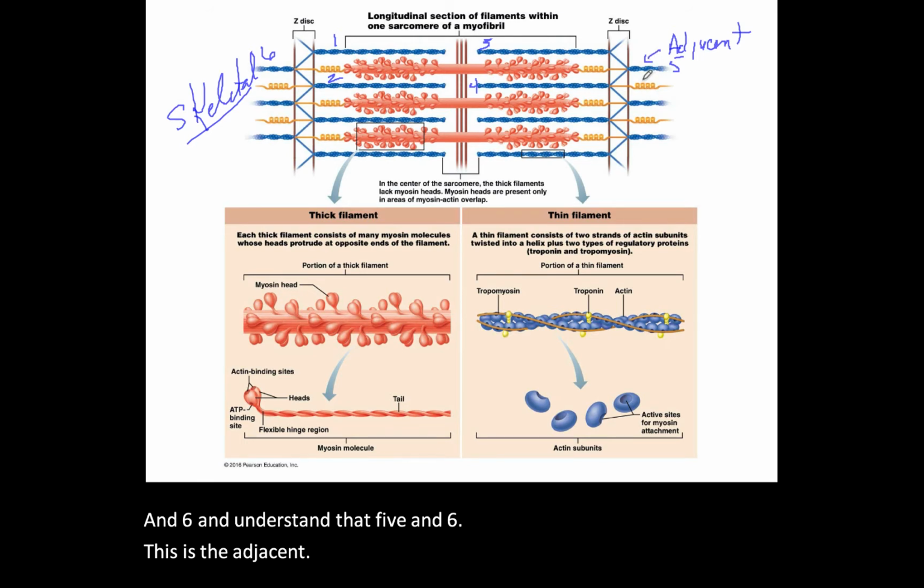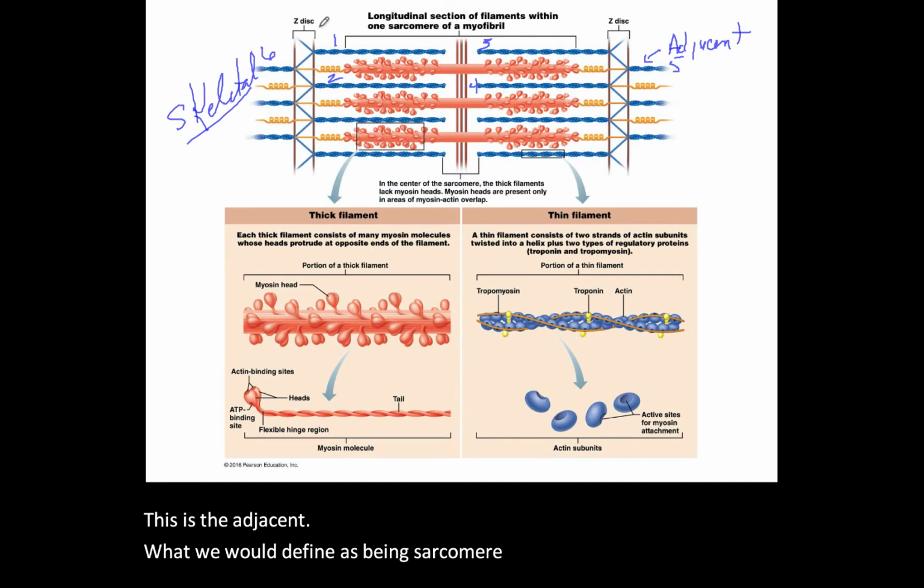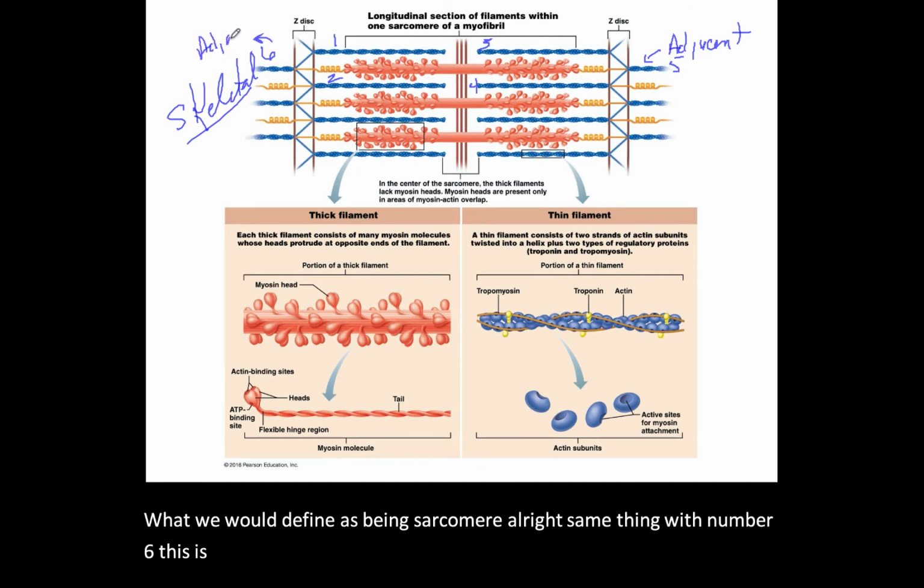And understand that 5 and 6, this is the adjacent, what we would define as being sarcomere. All right. Same thing with number 6. This is the adjacent sarcomere. All right. Now, what is a sarcomere?